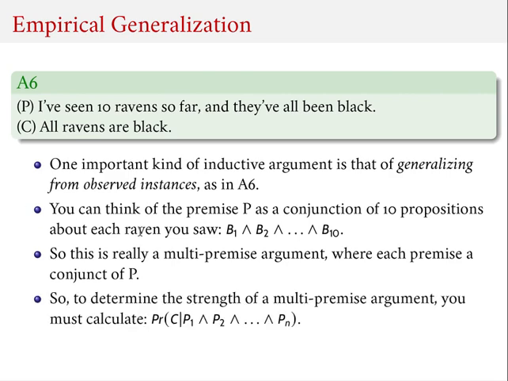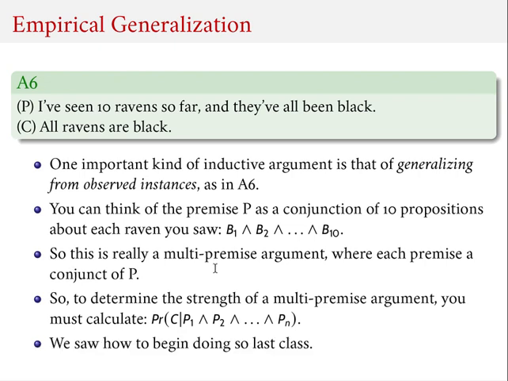And now, since we've collected all the premises together into one conjunction, we can determine the strength of the argument by calculating the probability of the conclusion that all ravens are black, given the conjunction P1 and P2, etc. In this case, the conjuncts are about the individual ravens, the 10 you've seen. In general, if you're given an argument with a bunch of premises, you can determine the strength of that argument by calculating this conditional probability. You just list out the premises as a big conjunction.